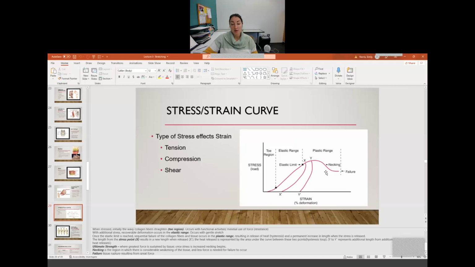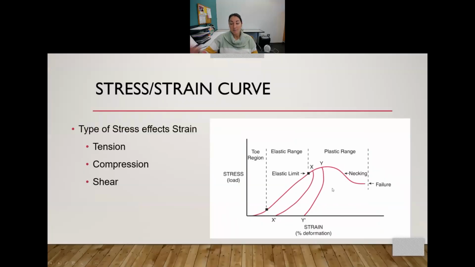So failure is the point of injury, and necking is the point where you could easily get injured, but you're not there yet. So if you're trying to gain muscle length, you need to at least go past the elastic limit and go to the plastic range. With the elastic range, that basically means you can go through that range and go right back to your previous length. With plastic, once you go towards that range and hold it for long enough, you're going to maintain some extra length.